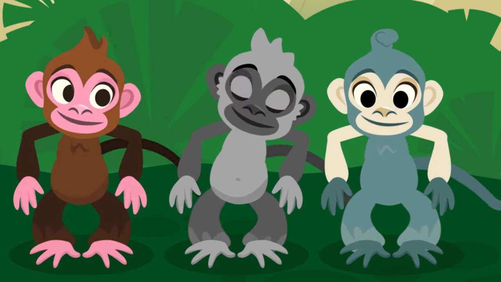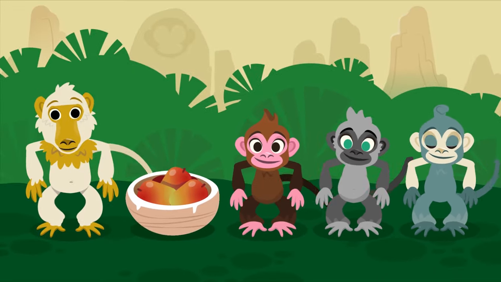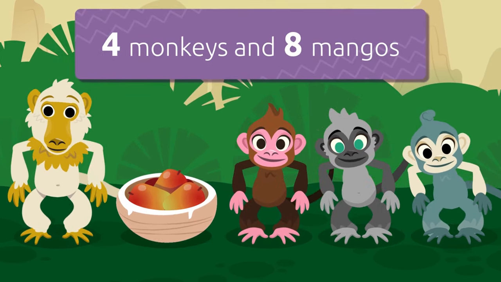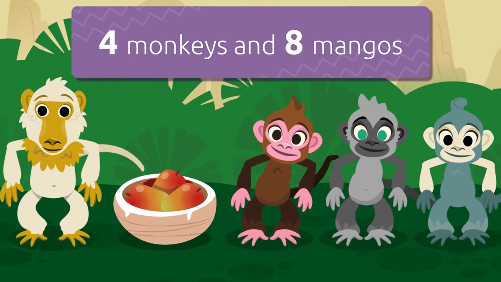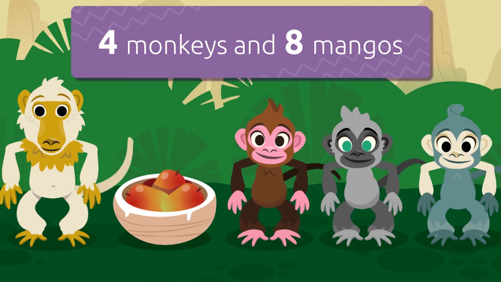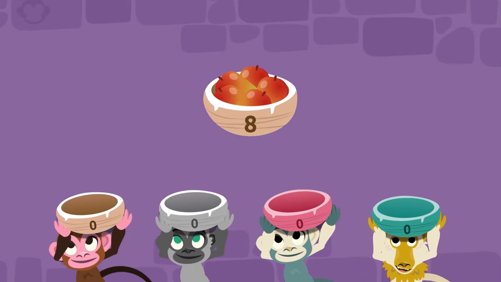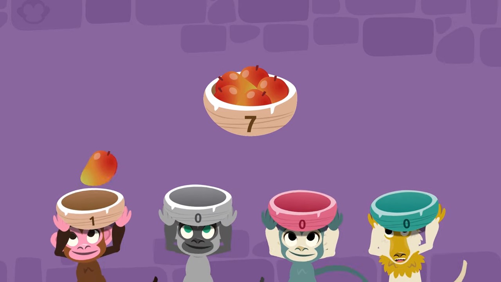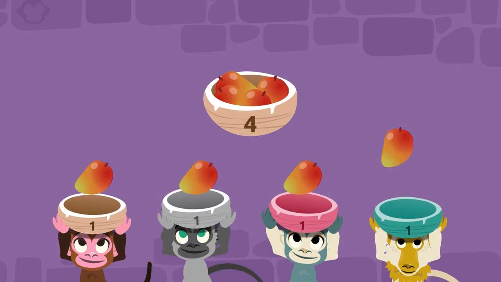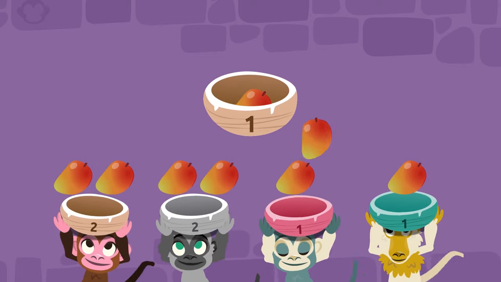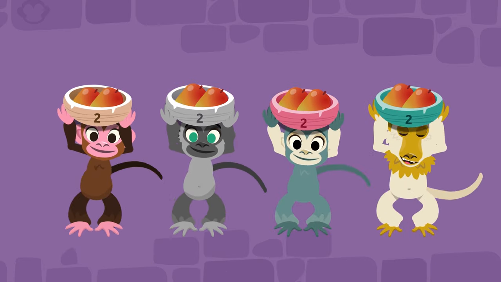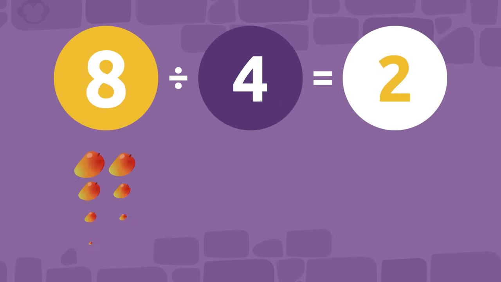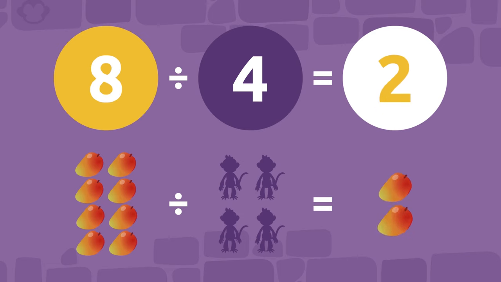Here's another friend who came over for dinner. He brought 8 mangoes. They look so yummy. Now, you are 4 monkeys, and there are 8 mangoes. What should we do so that each monkey gets the same number of mangoes? Easy peasy. We start sharing them out like we did before. 1, 2, 3, 4, 5, 6, 7, and 8. Now look, each monkey friend has 2 mangoes. The math operation we did was 8 mangoes by 4 monkeys, which equals 2 mangoes for each monkey.